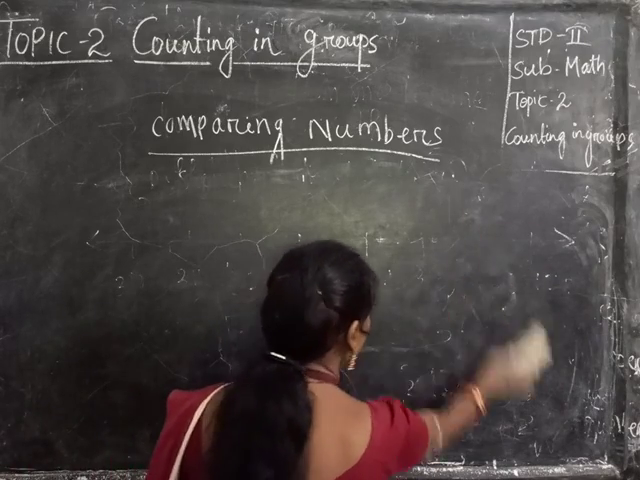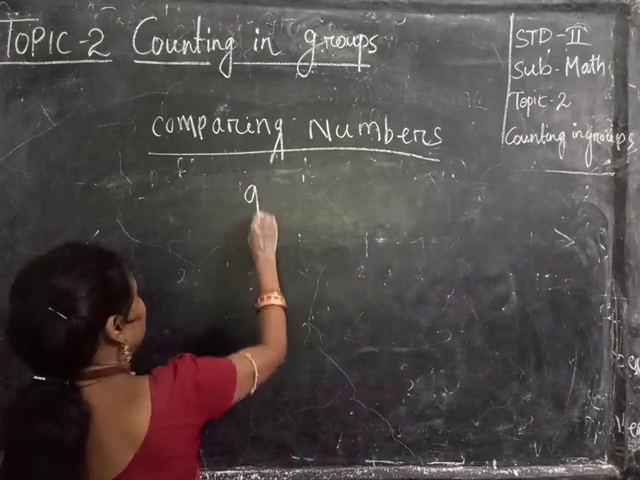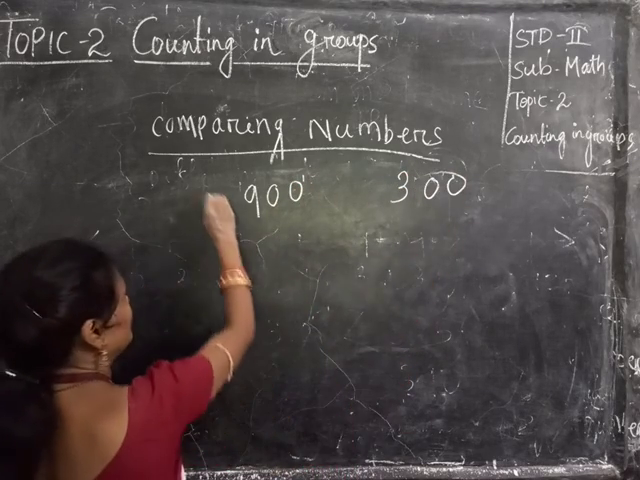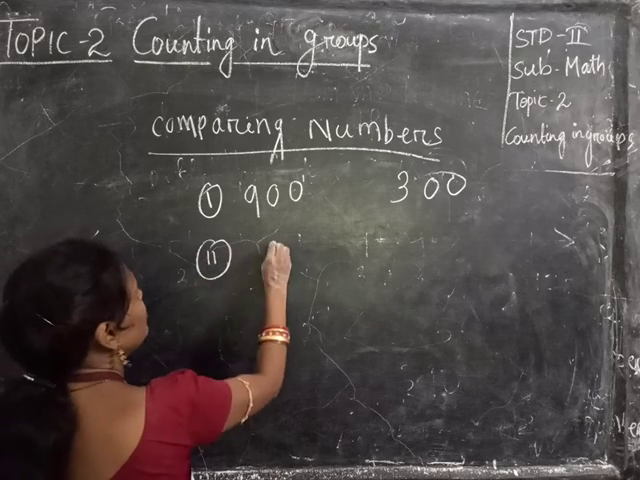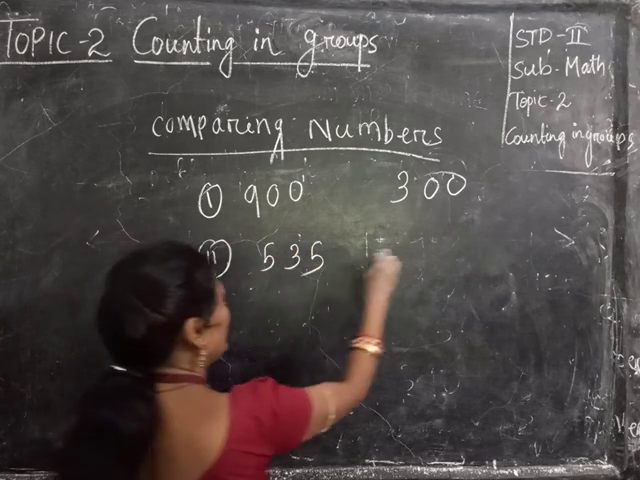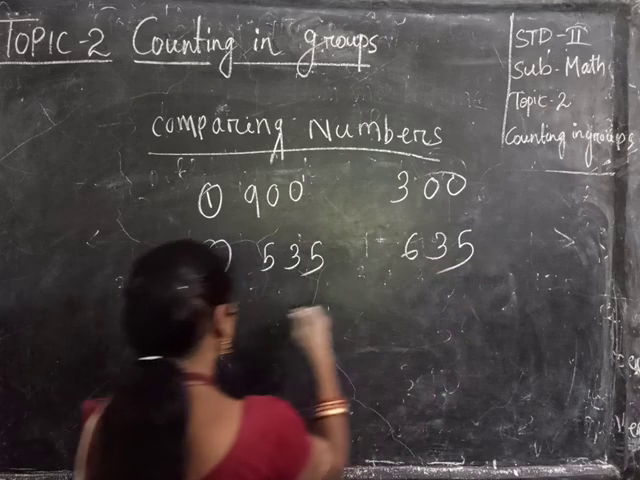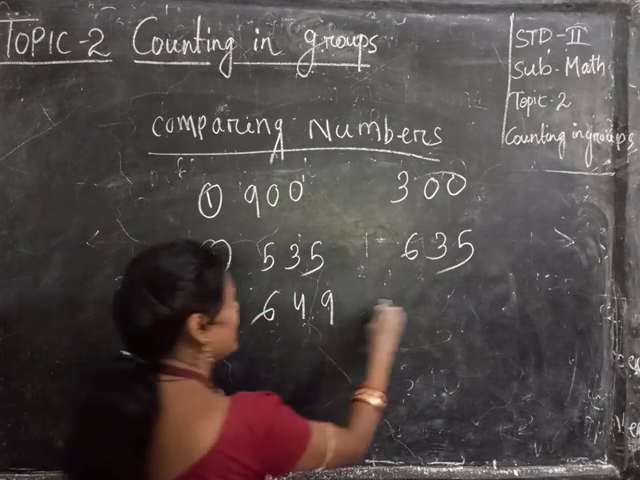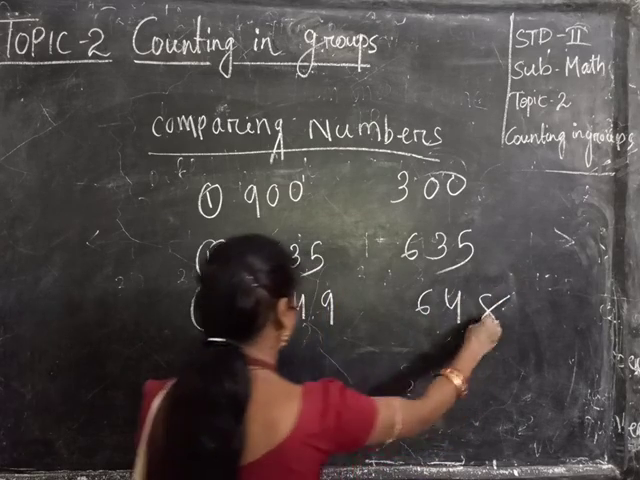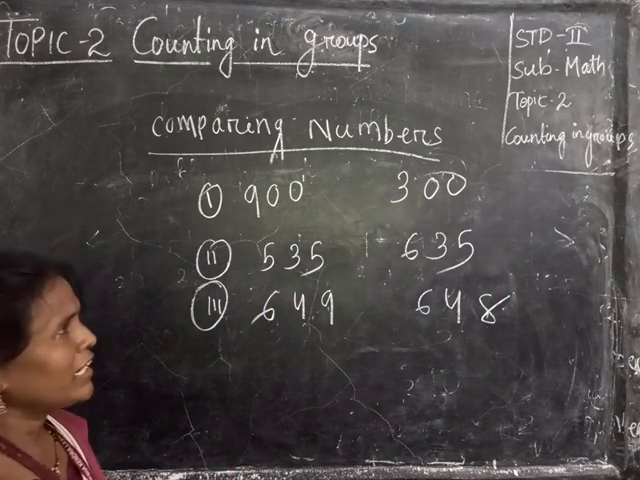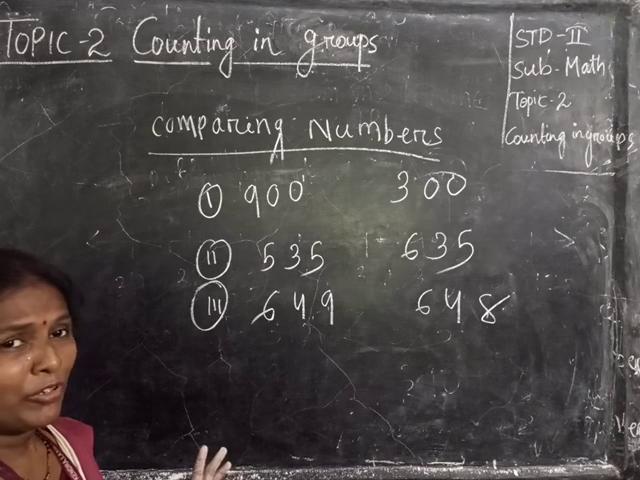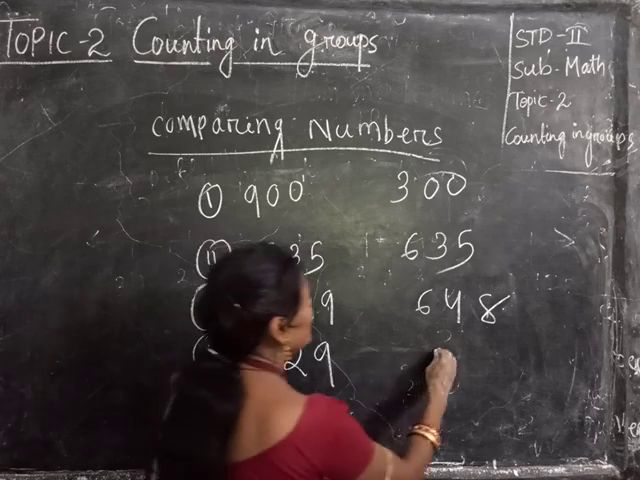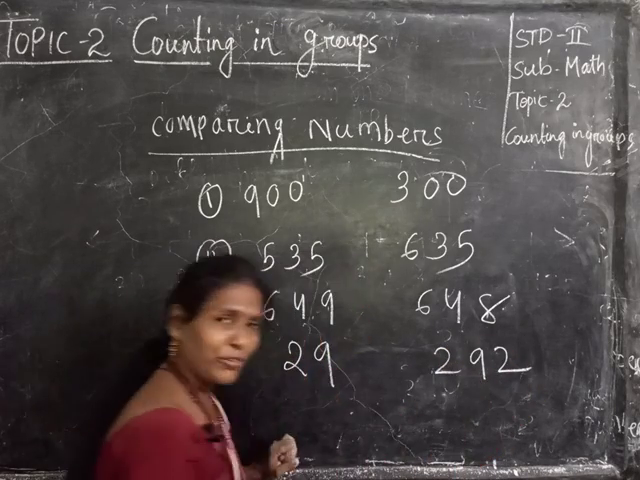So let me ask. Okay, so number 1, 535 and 635. Next, number 3, 649 and 648. Next is your, so tell me, students, you know the 3 rules I have told you. Yes, another number I have not written, that is 29. Another I'll write, 292.